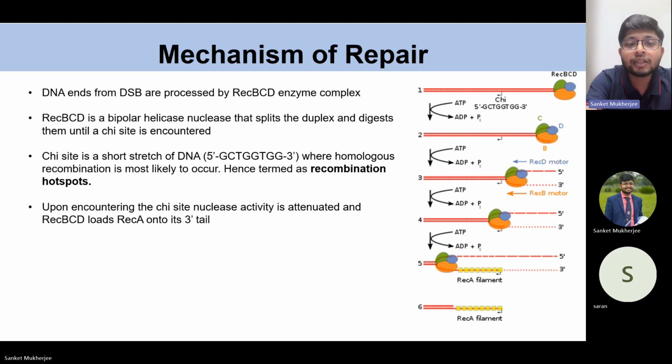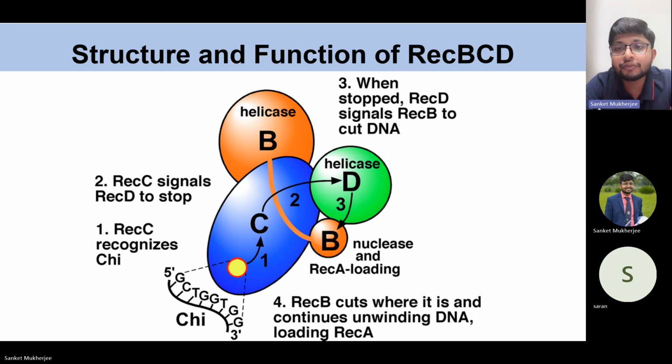Chi site, also written like this, chi site. This chi site is also known as the recombination hotspot. This is from where recombination occurs. So whenever this chi site is encountered, and this chi site is recognized by RecC, then the nuclease activity is lowered, and RecA, another enzyme of the recombinase family, is loaded onto the tail. So we will see the function of each enzyme.